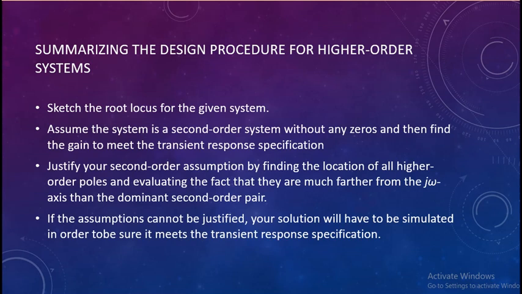Summarizing the design procedure for higher order systems. First is to sketch the root locus for the given system. Next is to assume the system is a second order system without any zeros, and then find the gain to meet the transient response specification. Next is to justify your second order assumption by finding the location of all higher order poles and evaluating the fact that they are much farther from the imaginary axis than the dominant second order pair. Lastly, if the assumptions cannot be justified, your solution will have to be simulated in order to be sure that it meets the transient response specification.